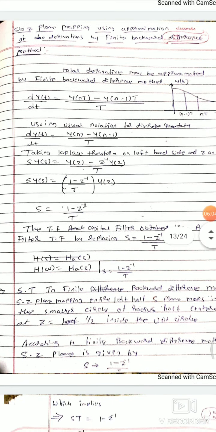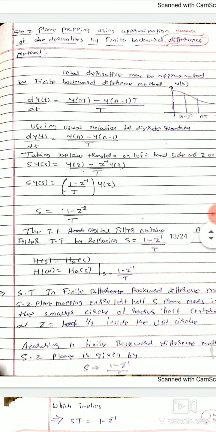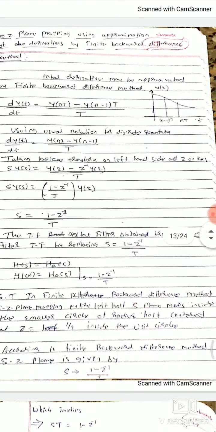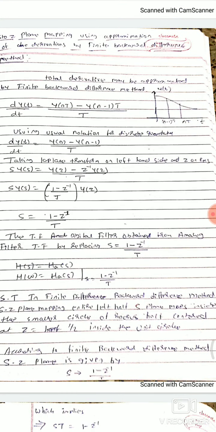Okay, so this is another method, which we call approximation of derivative, or the finite backward difference method. The total derivative may be approximated by the backward difference method. In the figure we have shown, the derivative can be written as dy(t)/dt = (y(nT) - y((n-1)T))/T.